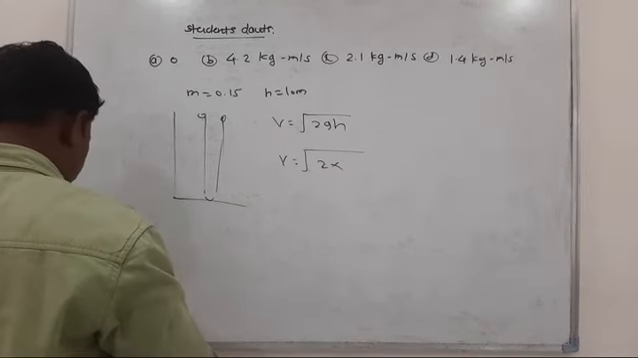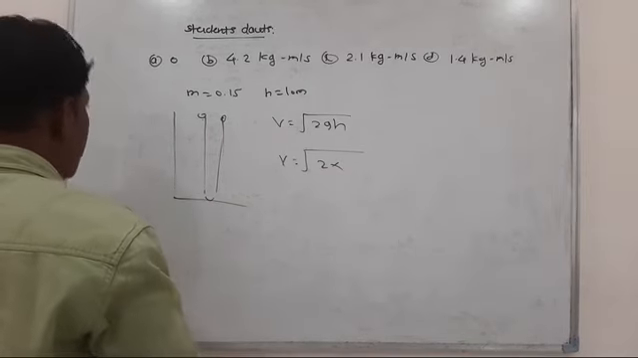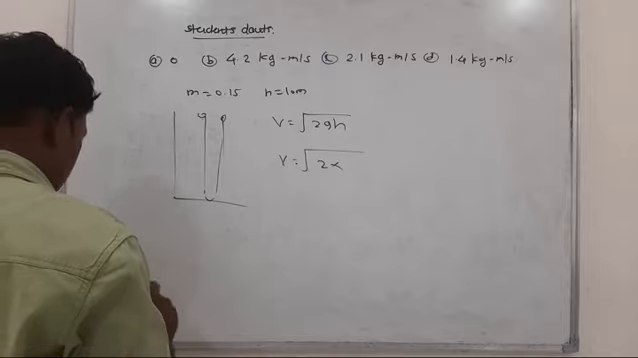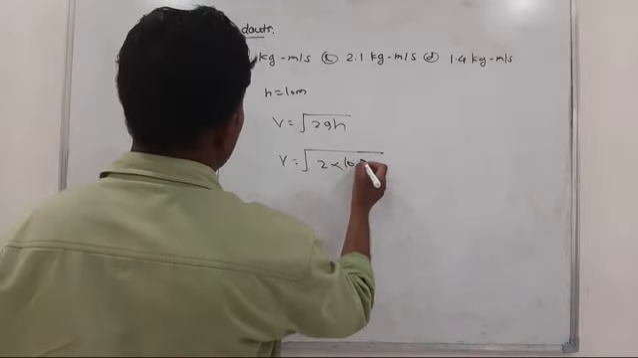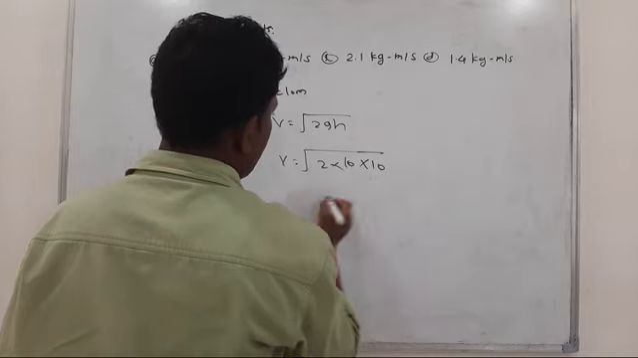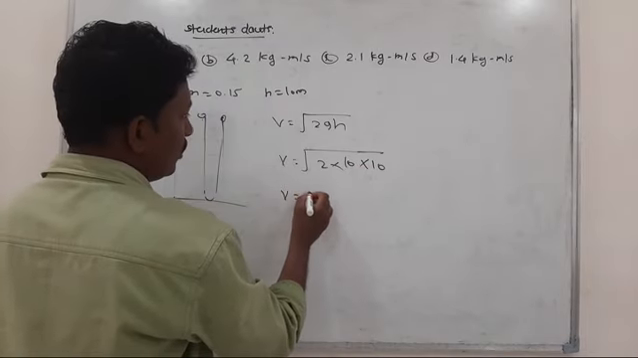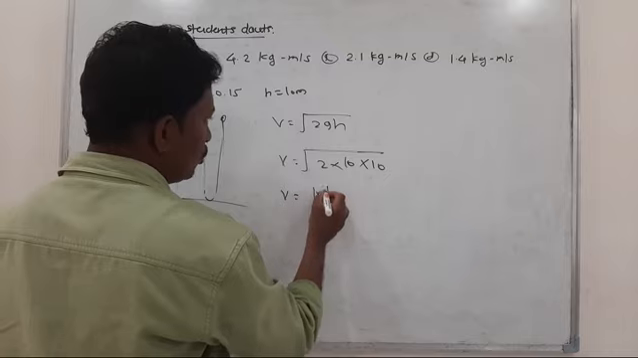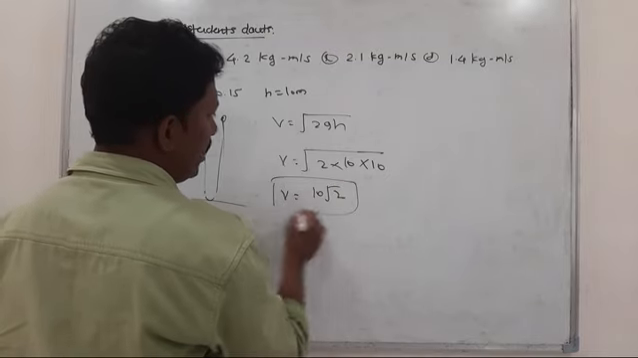9.8 or maybe 10 given दिले असेल, 10 also, right. h is also given, that is height is equal to 10, that is equal to what, v is equal to, student, 10 root 2, 10 root 2. This is the velocity.